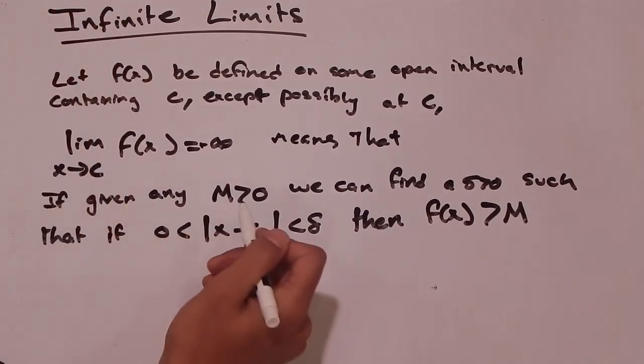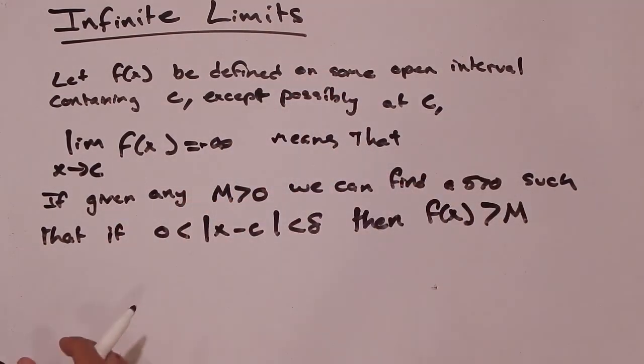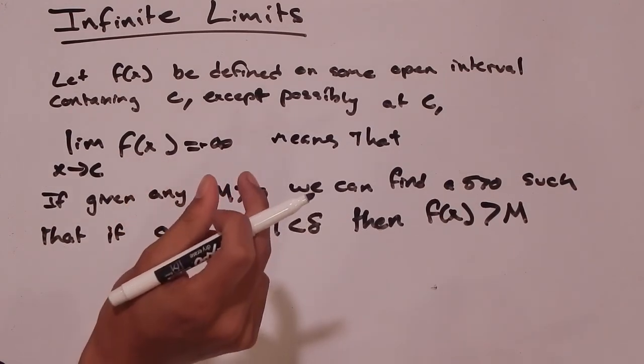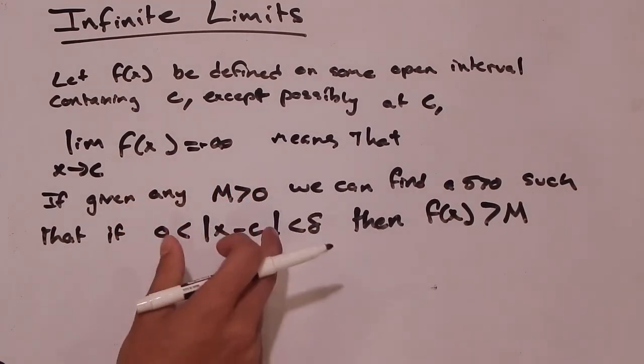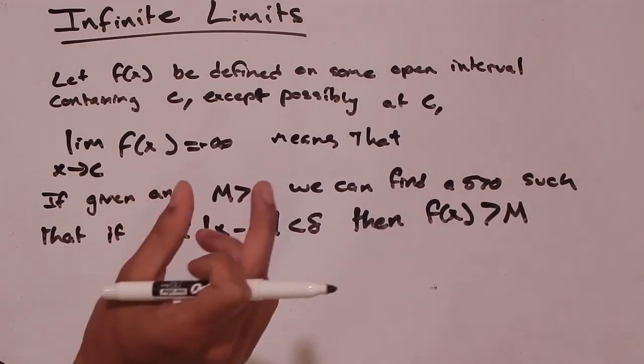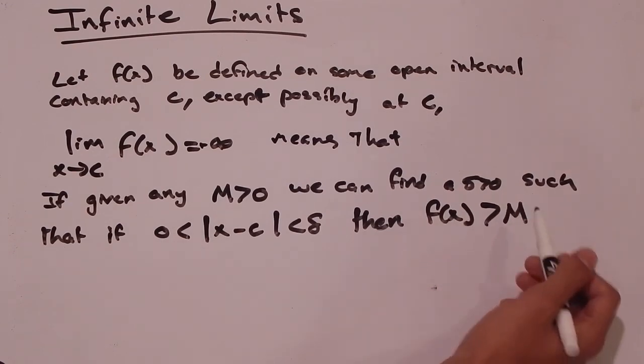So if we were to pick some arbitrary m value, regardless of how big that m value might be, if we were to get our x values close enough to c, we would be able to find that all the x values inside that interval right around c would still yield f of x values that exceed that m value.